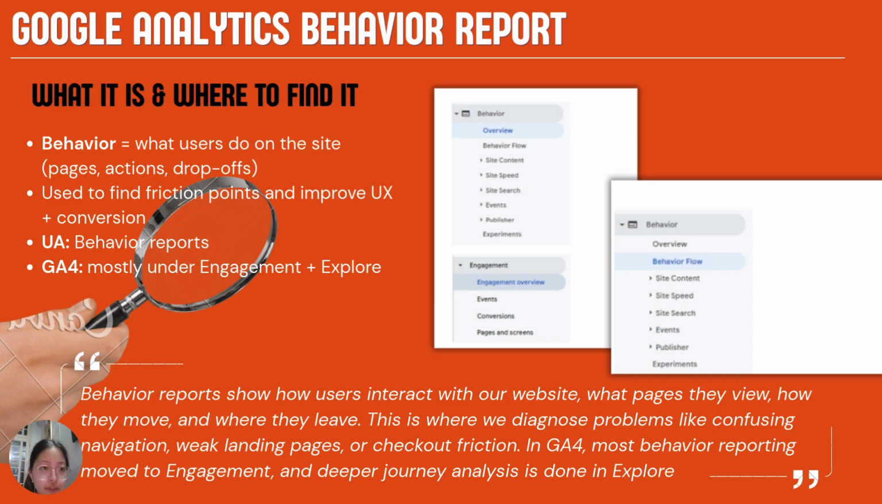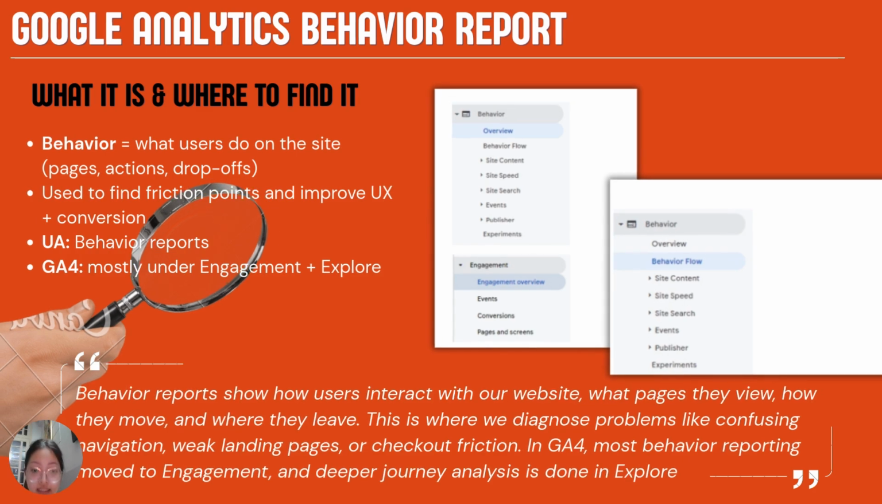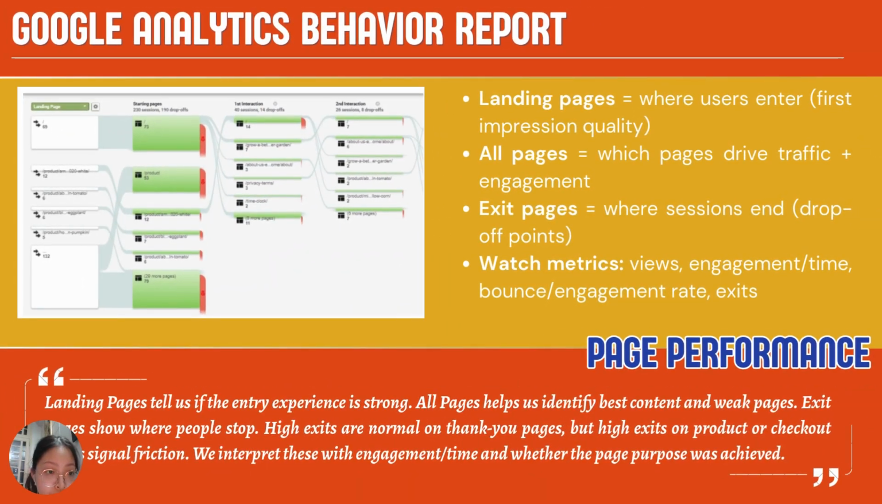So the behavior reports show how users interact with our website, what pages they view, how they move, and where they leave. This is where we diagnose problems like confusing navigation with landing pages or checkout friction. In GA4, most behavior reporting moves to engagement, and deeper journey analysis is done in Explore.